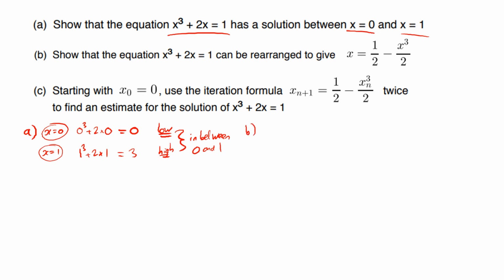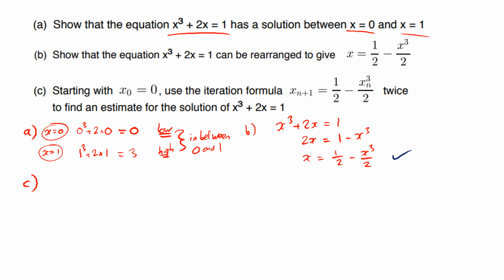B says to show it can be rearranged. So we talked about this rearranging before. There's 2 ways you can do a rearrangement. So you want to think about, am I getting rid of the cube? Is there a cube root in what I'm trying to show here? And there isn't. The cube is maintained, so it's clear that I'm going to subtract that. So I'm first going to subtract the x cubed across the other side, and then divide by 2. So a half minus x cubed over 2. And that's all you need to do for that.